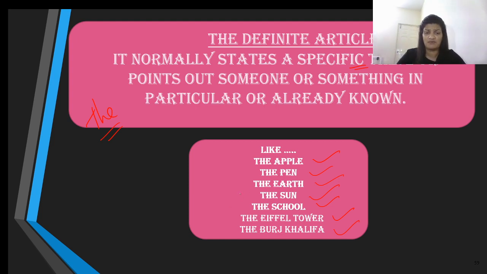There's one more factor which you have to notice, that is the pronunciation of the article the. When you have vowel sounds like a, e, and e here, the pronunciation of this word becomes thee. As in like this, the apple, the earth, the Eiffel Tower. But when you have a consonant, the pronunciation remains as the pen, the sun, the school, the Burj Khalifa. And the is used in front of things that we already know or which are known to everybody generally.